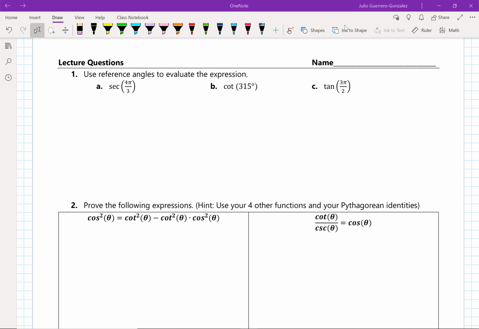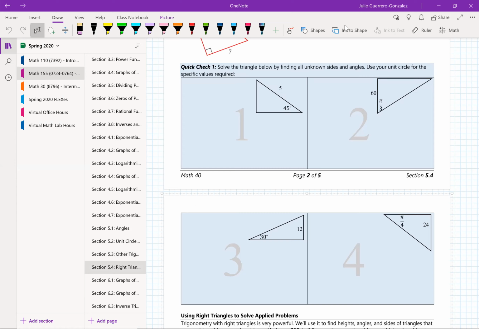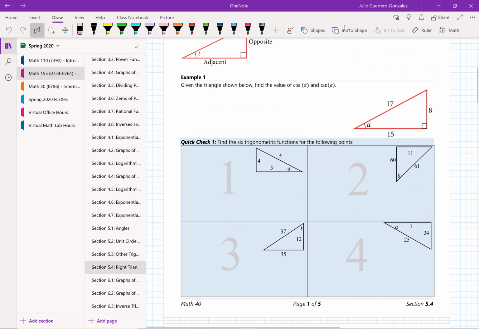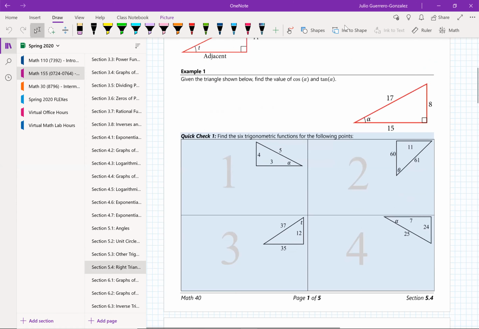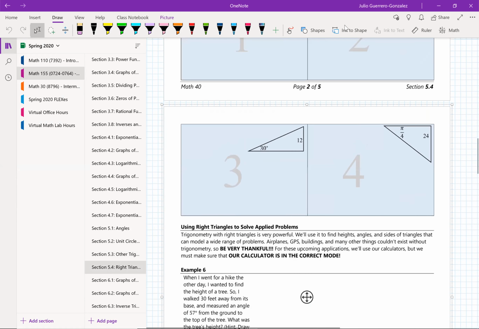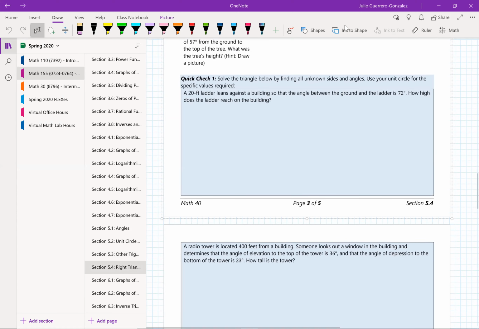Just for confirmation again, the test is on 4.1 through 5.4, right? Yep. That's why I want to get through 5.4 by today. I think we can do it. We have an hour, so I think we could probably do it. It's 5 pages, actually not as bad as it looks. We can still do this.